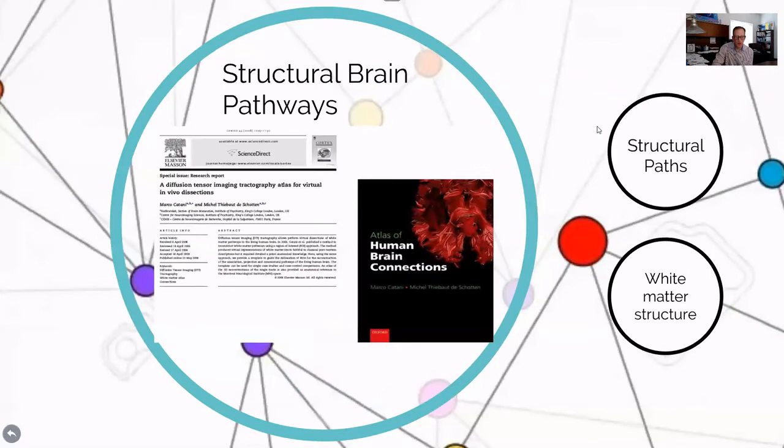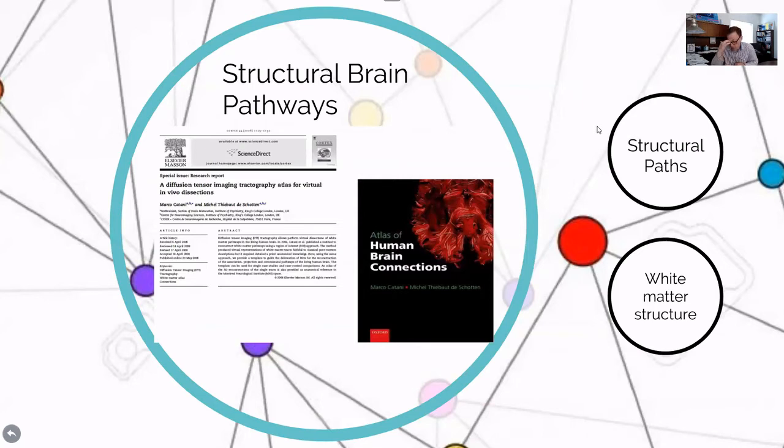Okay, so from there, we're going to move on to try to understand some of these structural brain pathways. Probably the best atlas that's been created for this was published by Marco Catani a few years ago, where they took MRI diffusion tensor images and compiled them to show us what these structural pathways look like. You can get his original article, which was published in, I think, 2008. And then later they wrote a book, an atlas of human brain connections, which I believe was published about 5 years ago. Very informative information.